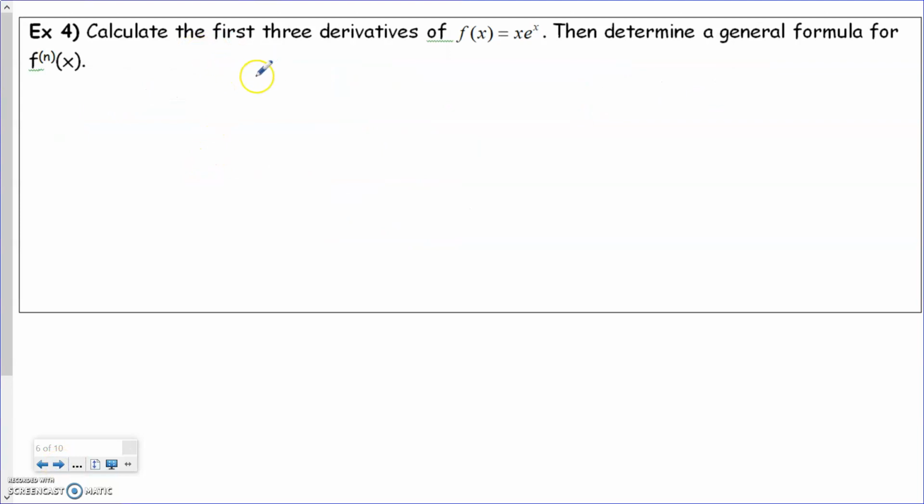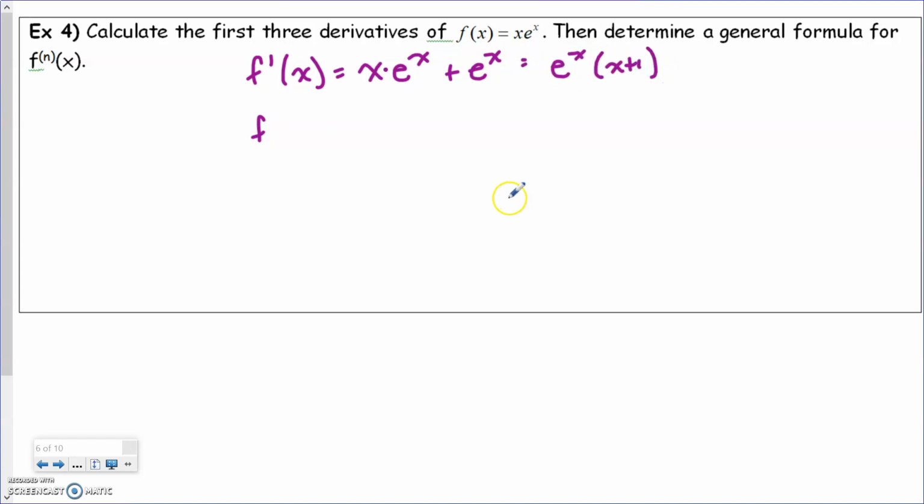Okay, next we're going to find the first 3 derivatives of that function and see if we can come up with a rule. So remember, 1d2 plus 2d1. And I'm actually going to factor this out. So I have e to the x times x plus 1, to see if that helps us.